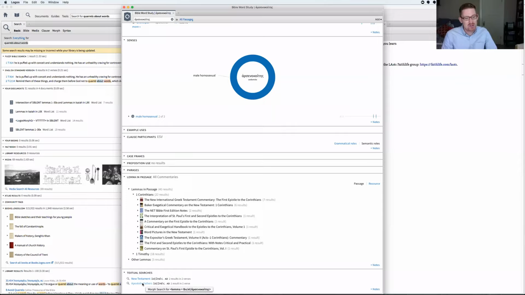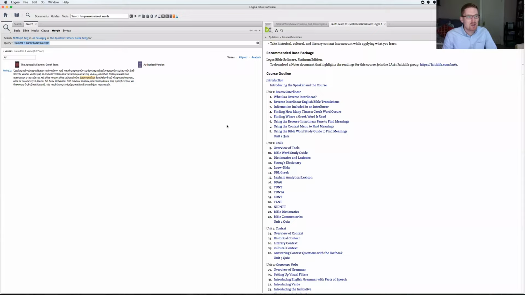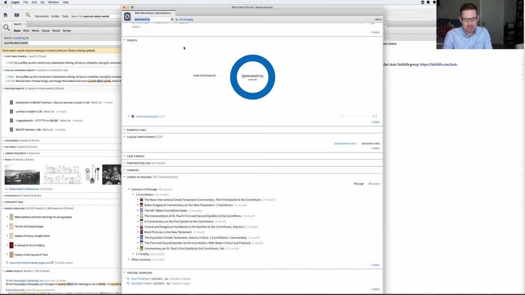But I'm curious about this Apostolic Fathers reference. What is this? Oh, yeah, Polybius. In fact, he's just quoting the New Testament, so it doesn't necessarily help me very much. But the Bible word study is the very best way to study any given Greek or Hebrew word.